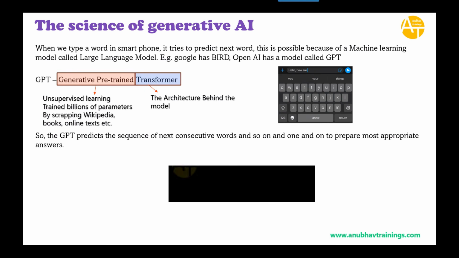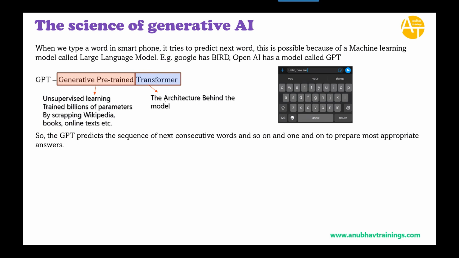And then the T stands for transformer. That's the architecture which was used to create this GPT model. So we are going to understand today the transformer architecture. The GPT predicts the sequence of next consecutive words to prepare the most appropriate answers. It will predict one word, then the next word, like in your Android phone or iOS phone, when you're typing the text, it's just predicting one word.